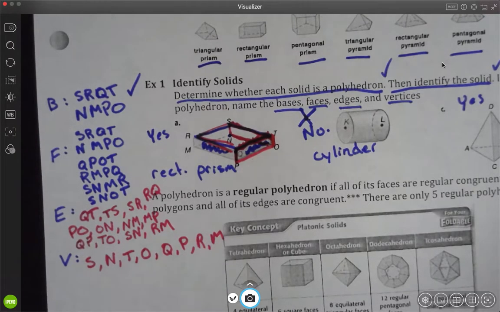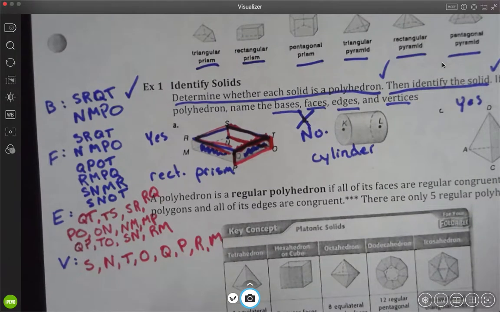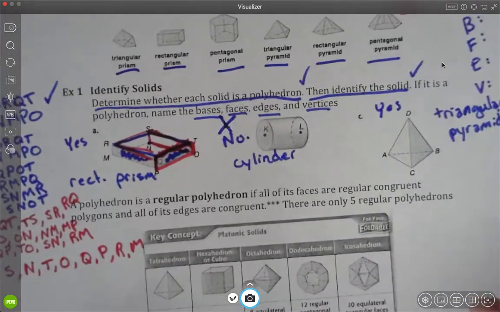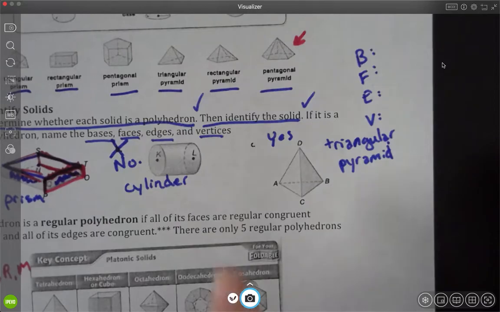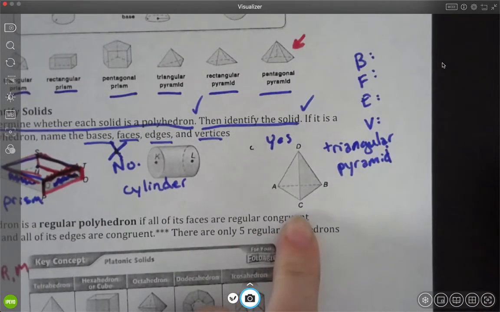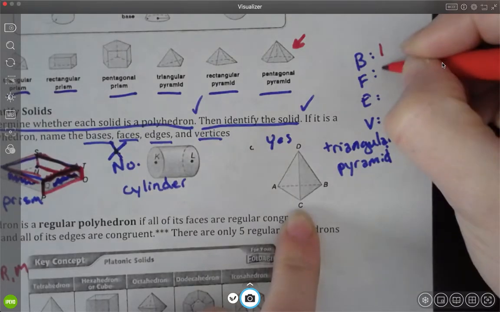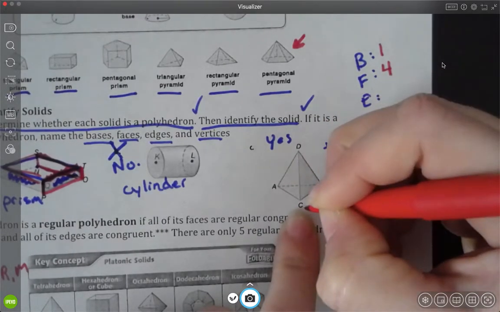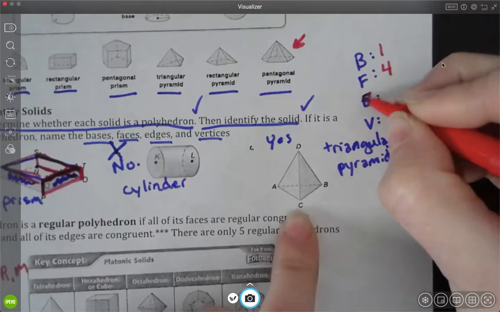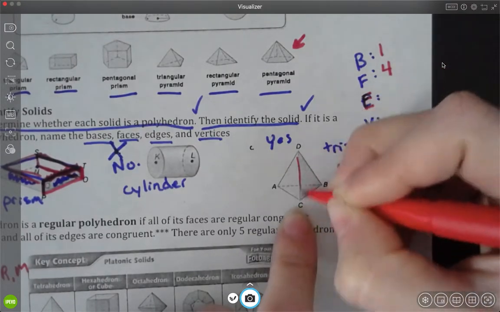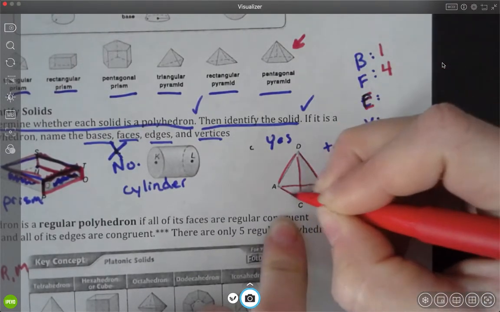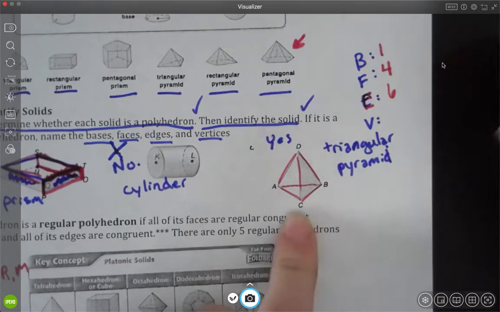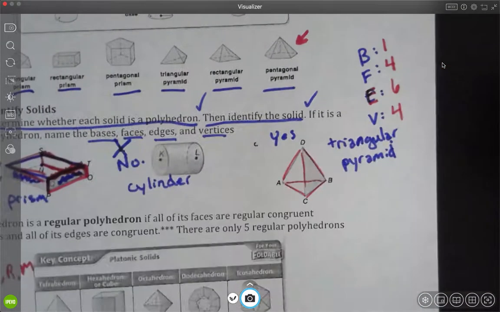The rest of them I have you do like this next one that we're going to do. Okay, can I go to the next page, the next side? Over here? Okay, how many bases does this pyramid have? One, because he's a pyramid. How many faces are there, like flat surfaces, including the base? 4, including the base is 4. So the front, these 2 sides, the back side, and then the bottom. That's 4. How many edges are there? There are 6 edges. This one, this one, this one, this one, this one, this one. How many vertices? 4. There are 4 points.